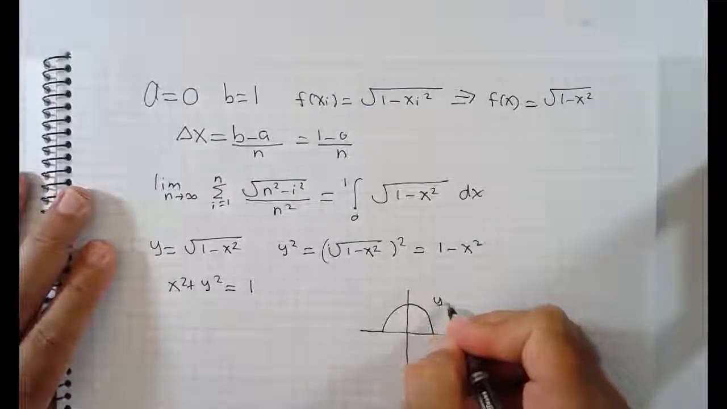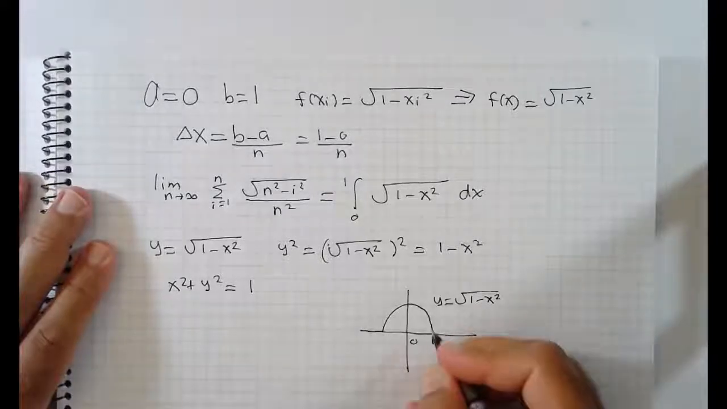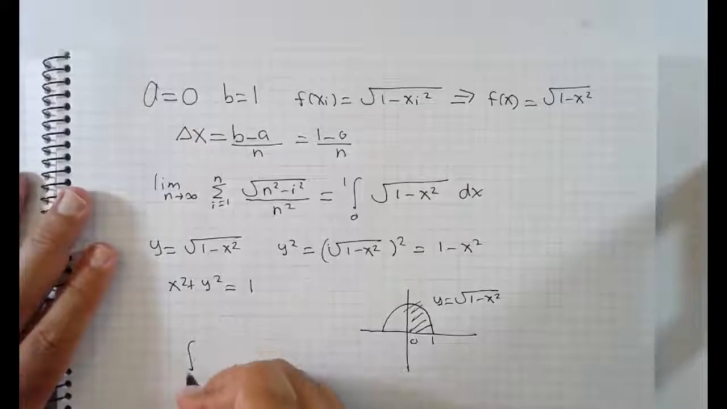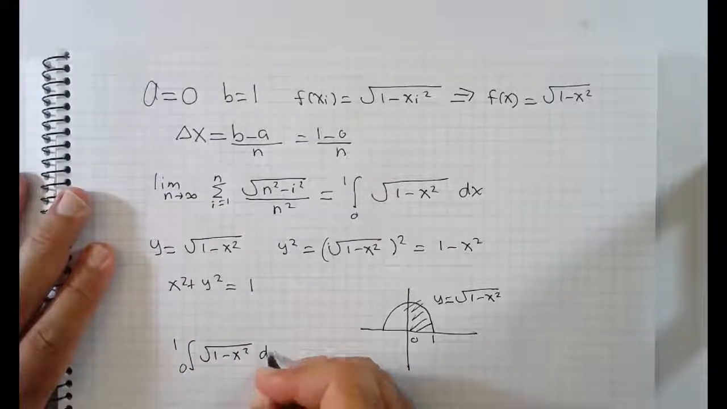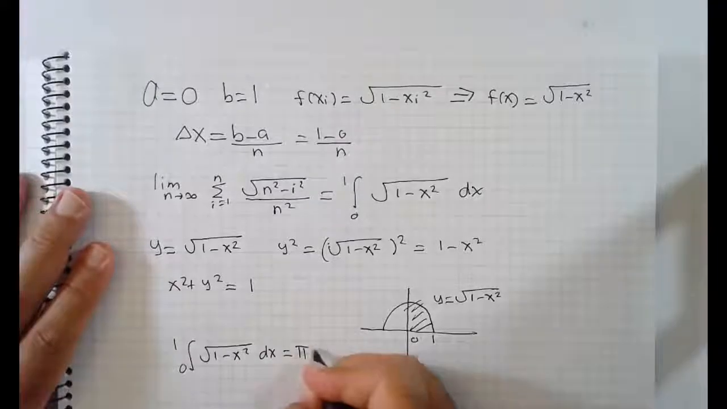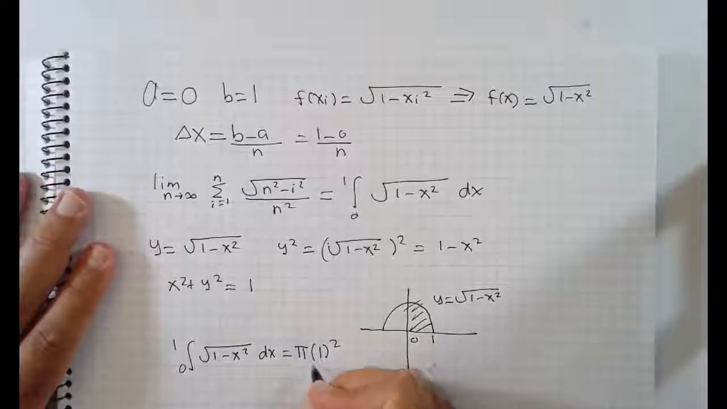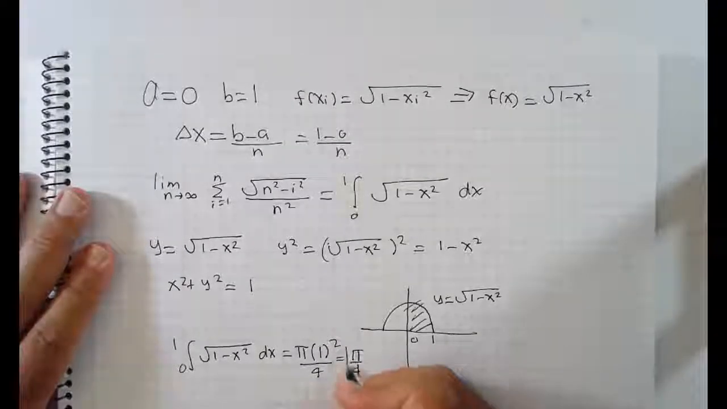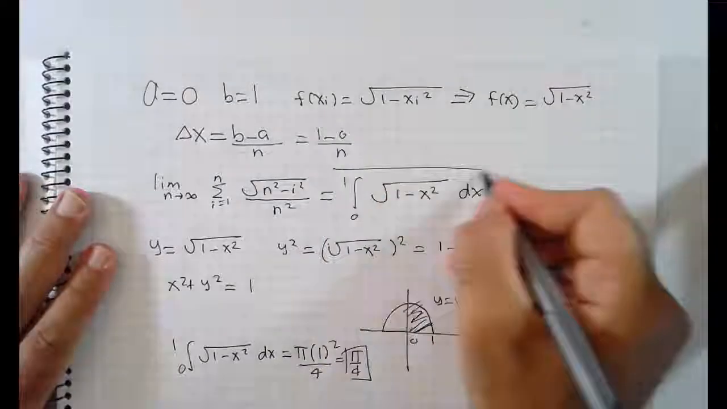So this is y equals the root of 1 minus x squared. And we're integrating from 0 to 1, so the shaded area is the value of the integral from 0 to 1 of the root of 1 minus x squared dx, which is a quarter of pi times radius squared. The radius is 1, so 1 squared times pi, divided by 4, is pi over 4. This is the shaded area, which represents this definite integral.